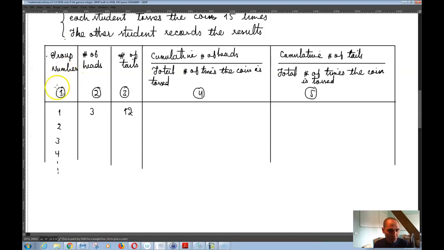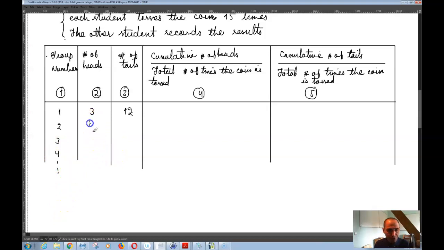The number of groups and the group number are, of course, two different things. This is group 1, this is group 2, group 3, and group 4, and they are working parallelly, right? Meaning that each group is tossing 15 coins. This group is tossing 15 coins, and so on and so forth.